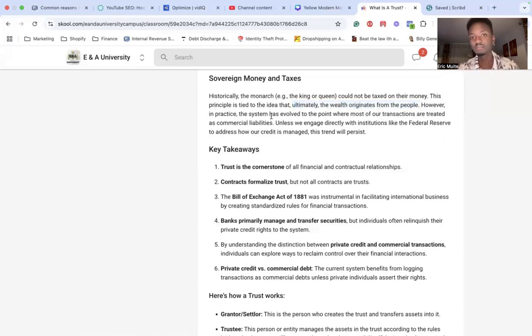However, in practice, the system has evolved to the point where most of our transactions are treated as commercial liabilities unless we engage directly with institutions like the Federal Reserve to address how our credit is being managed, right? This trend is going to continue to persist. So what I mean when we're directly dealing with institutions like the Federal Reserve, those documents I was sharing in yesterday's call, right, on how to change your status. We were discussing the documents we were filing with the IRS.